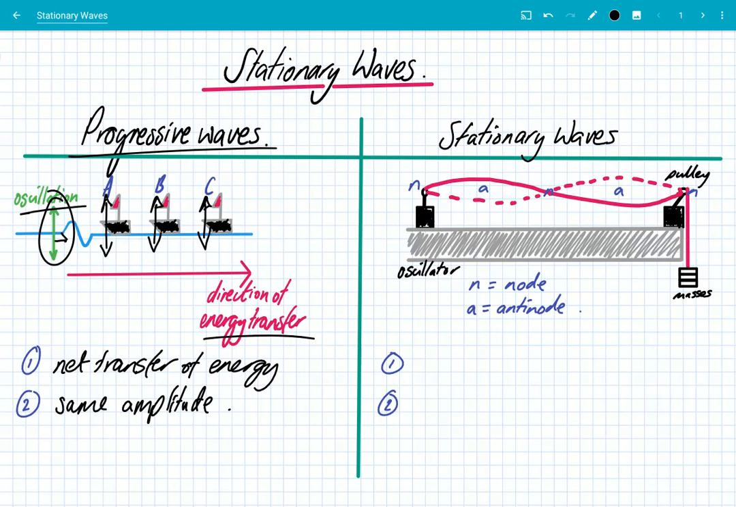So just as a little reminder, there is a net transfer of energy and all points oscillate with the same amplitude. And as always with all waves, there is no transfer of matter or material. So what are stationary waves?